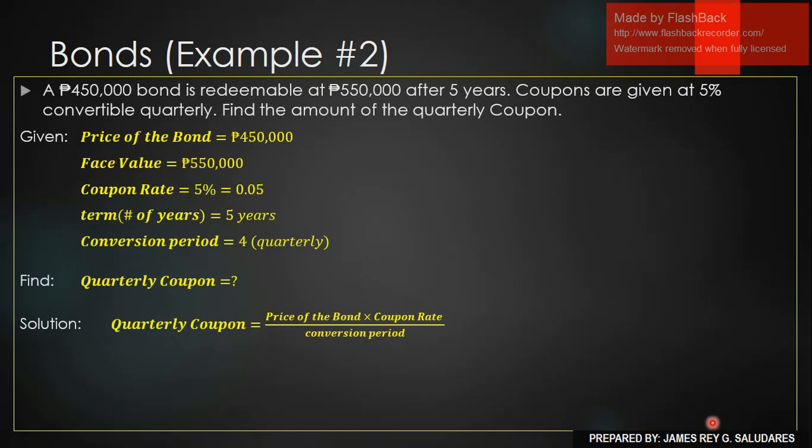Quarterly coupon. Okay, why don't we use the face value? We cannot use the face value since it is different, it is not at par. Okay, it is at premium. So if that is at par, the price of the bond and the face value are the same. But for this one, the price of the bond is different from the face value since this is at premium. So, the price of the bond is what we use. So the price of the bond times the coupon rate divided by the conversion period. So that is 450,000 times 0.05 divided by 4. So you have 5,625 pesos. That is your quarterly coupon.